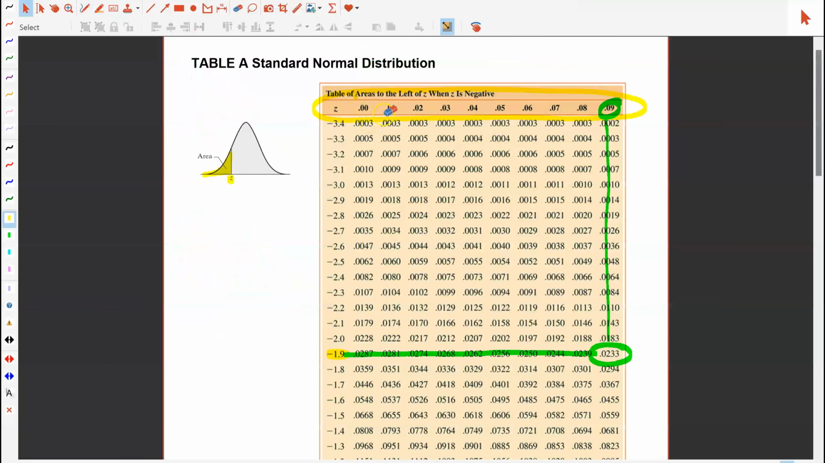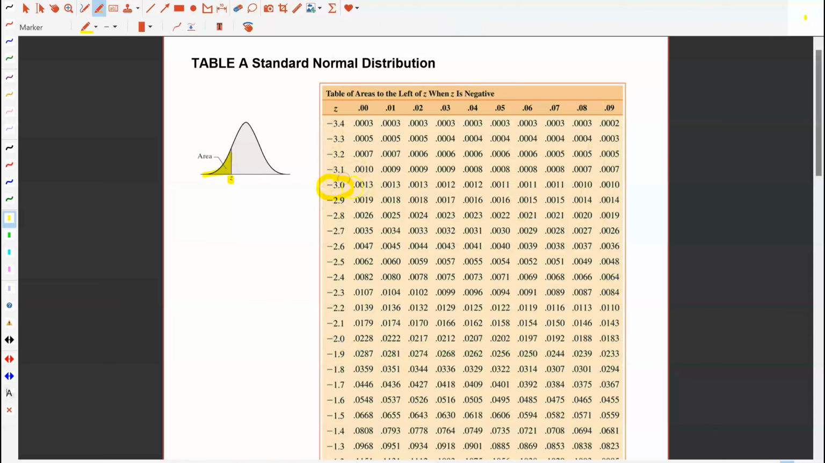Negative 3.03. All right, so negative 3.0 is right here, so I'd be looking across that row. I want it to end in 3, which is that number up there, so I'm going to come down. So the area under the curve to the left of negative 3.03 is 0.0012.